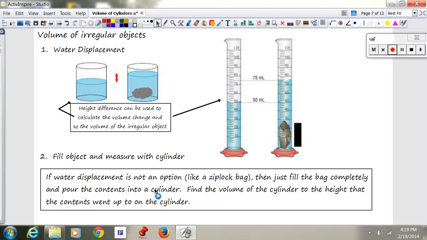Now let's say your bag holds more water than the cylinder. Well, you can just see how many cylinders it would fill up and measure that volume, and keep pouring more in until you get to the end of your Ziploc bag, and then you can measure that cylinder. So that is how you would find the volume of an irregular object.